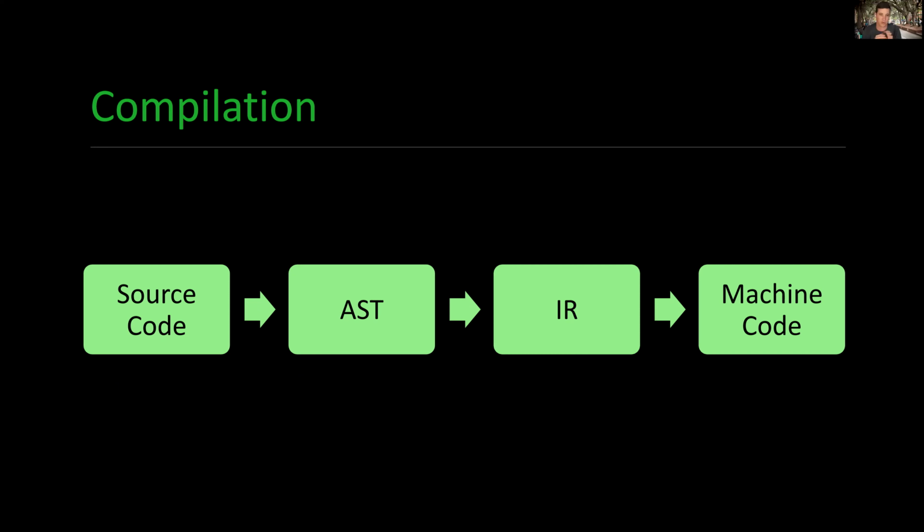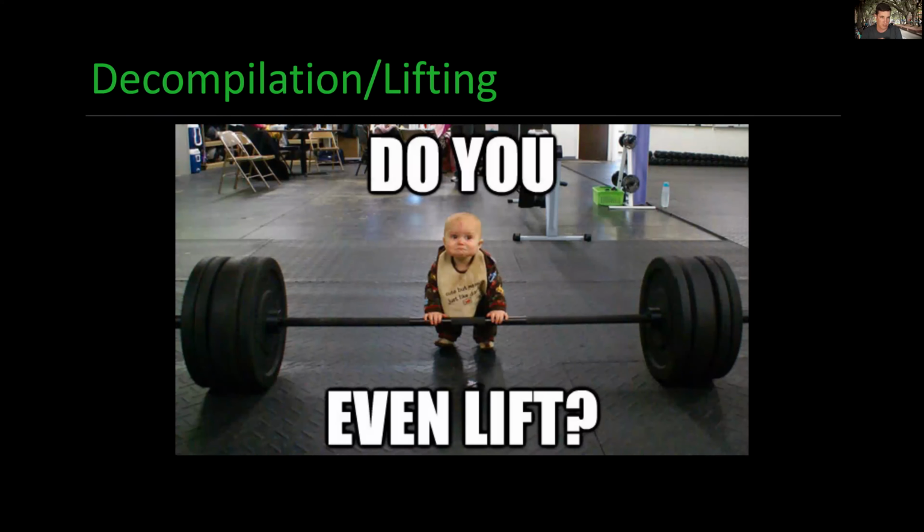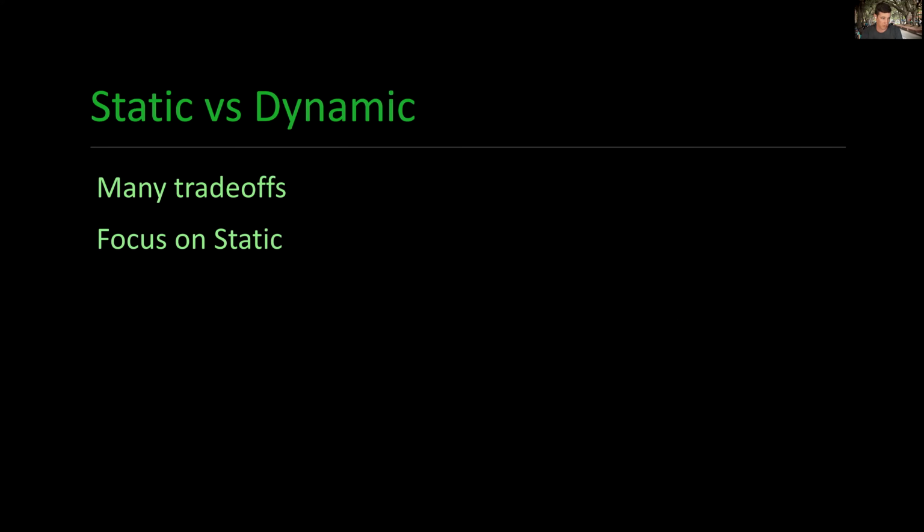There may be a few other steps in that process, but if you've taken a compilers course, this is sort of the basics of how many modern compilers work. So decompilation, sometimes called lifting, is the reverse. It's the opposite. It's taking the machine code and going back into source code, potentially through a similar process in reverse.